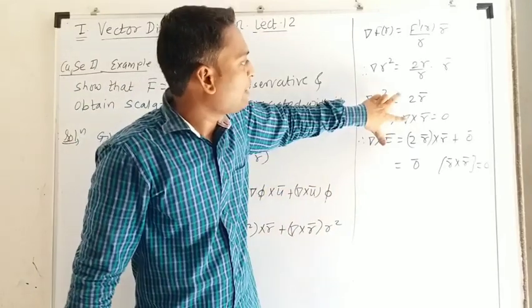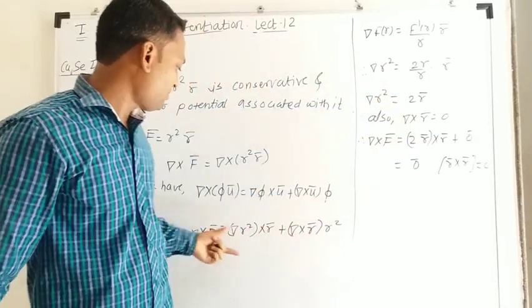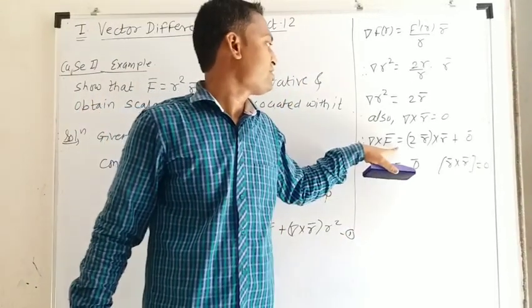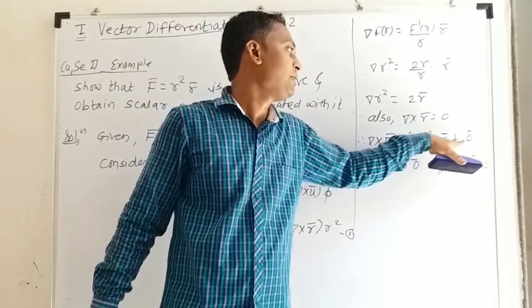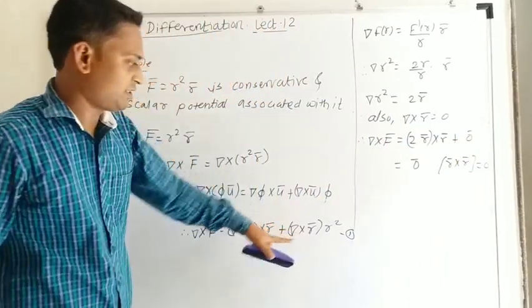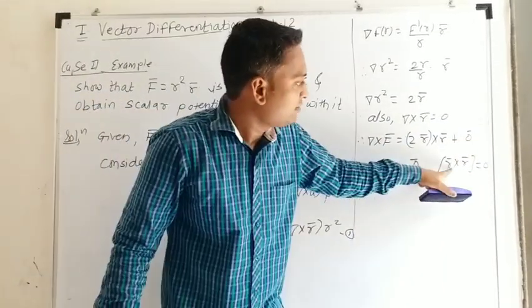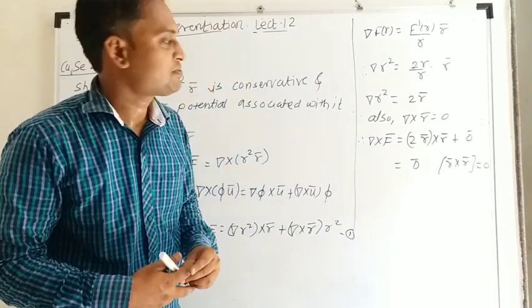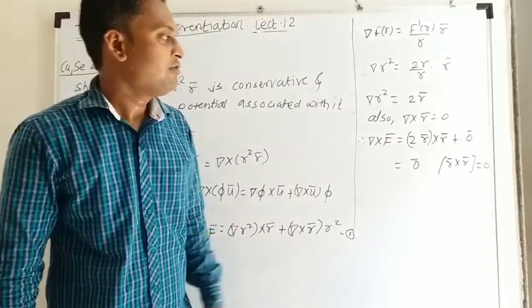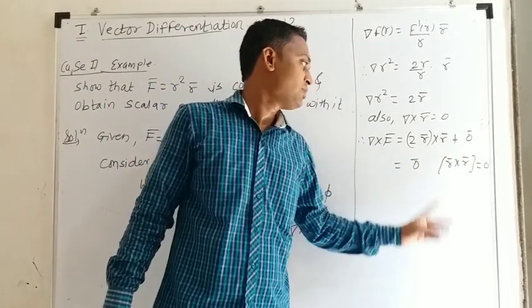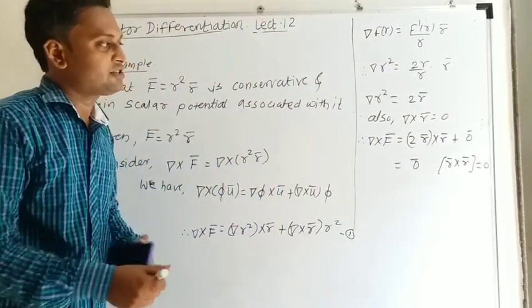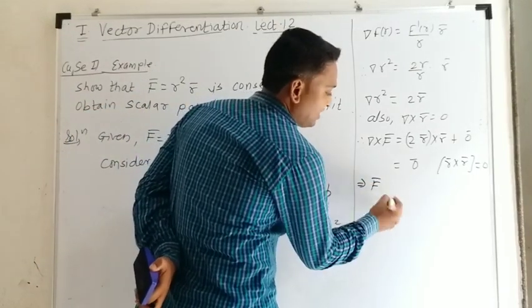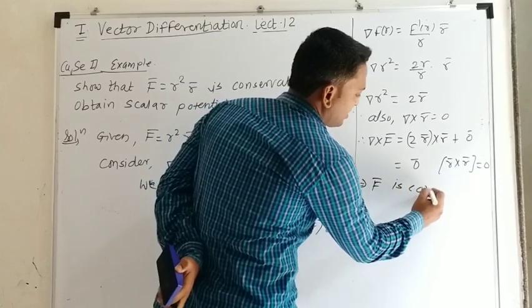On using these values of del of r square and del cross r bar in equation 1, we get del cross f bar equal to 2r bar cross r bar plus 0 bar, the zero vector. Now again, if two vectors are identical, their cross product is 0. This is one of the properties of the cross product: a bar cross a bar is 0 for any vector. Therefore r bar cross r bar is also 0. So finally we get del cross f bar as 0, and that completes the first part, that f bar is conservative.